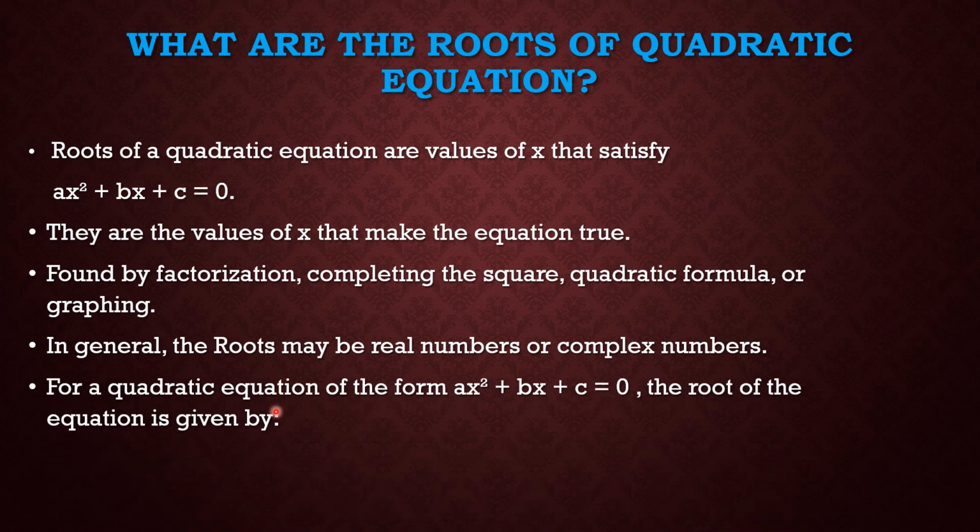So here, for a quadratic equation of the form ax squared plus bx plus c equal to 0, the root of the equation is given by x equal to minus b plus or minus the square root of b squared minus 4ac, all divided by 2a. So this is how we can also find the roots. That is what we call the quadratic formula.